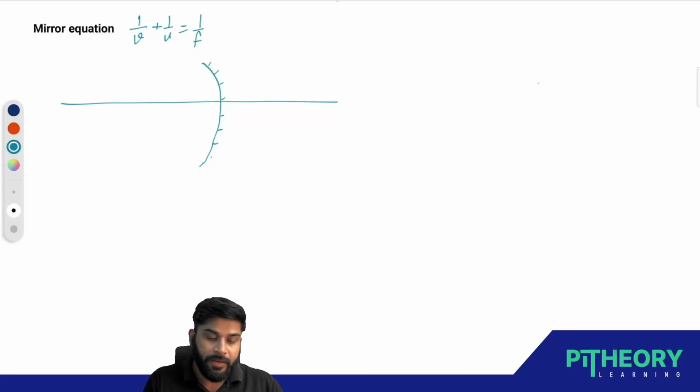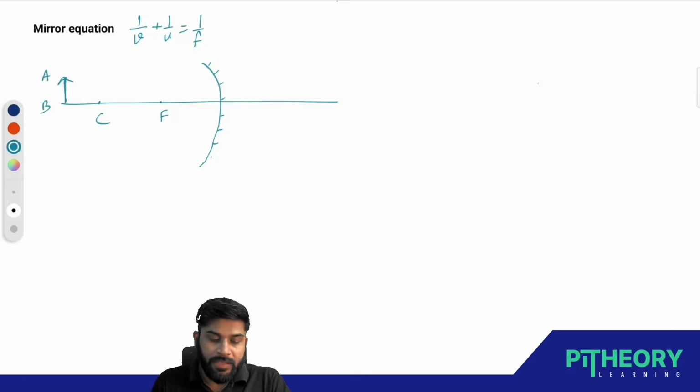The principal focus, this we are marking, and this is the center of curvature. If an object we are placing beyond the center of curvature, that is AB, it forms a real image, we know, between the center of curvature and the principal focus, a real image.